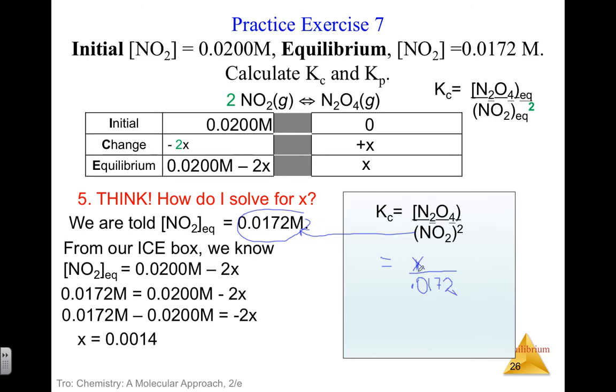And we solve for X. Let's go ahead and just write that in instead of X. We can add our 0.0014, and what did I miss? Make sure you keep that exponent. So I need to square that. So in my calculator, plug in 0.0014 divided by parentheses 0.0172, squared. And my value of Kc in my calculator gives me 4.7.